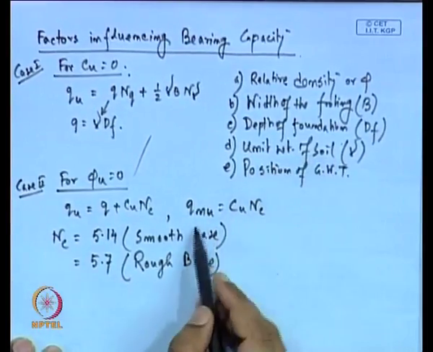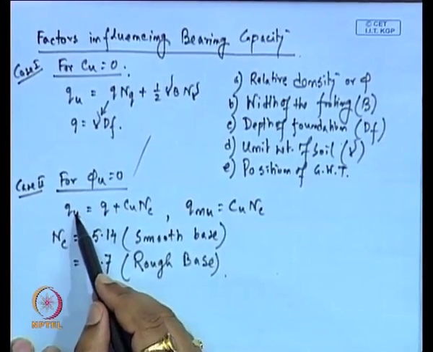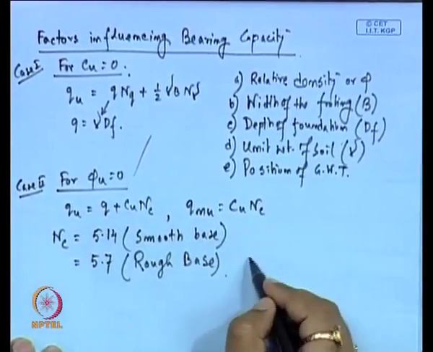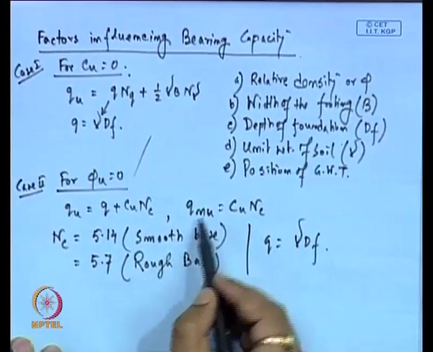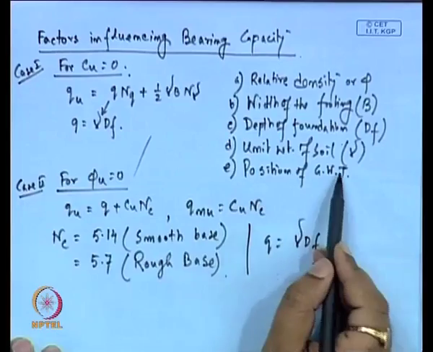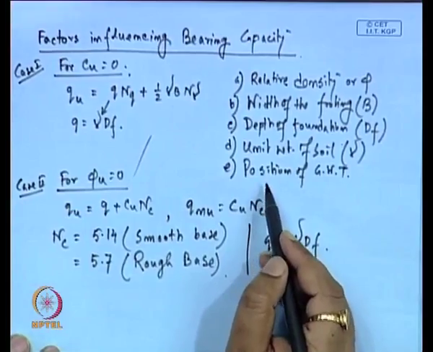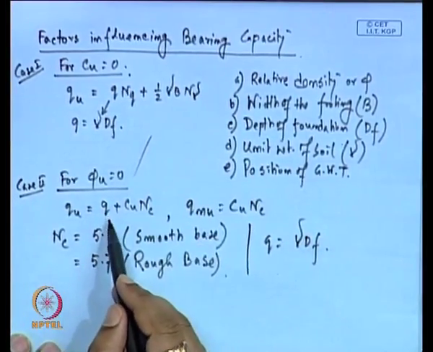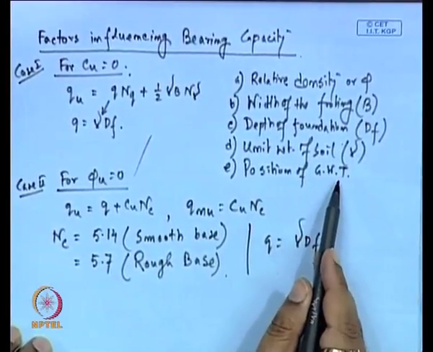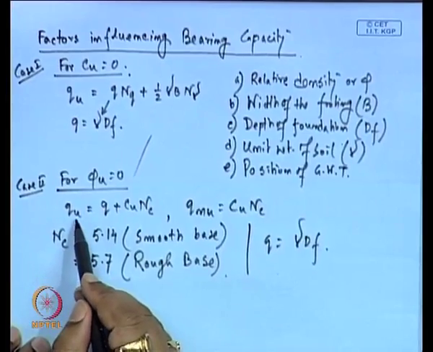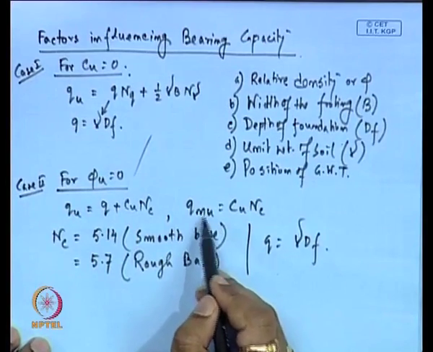Similarly, the unit weight of the soil influences the bearing capacity calculation for Qu, not Qnu, because this q value is gamma into Df. And similarly, the position of the ground water table: when we calculate the q value, the position of the ground water table will also influence this q calculation. That means it will also influence the bearing capacity. So, the position of the ground water table influences the bearing capacity calculation for clay soil if we want to calculate Qu, but not Qnu.